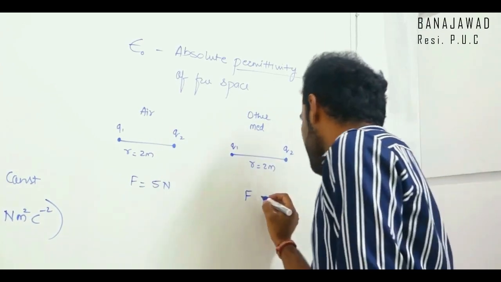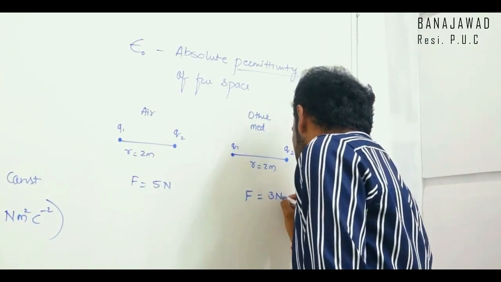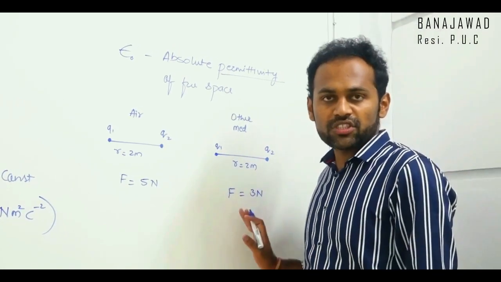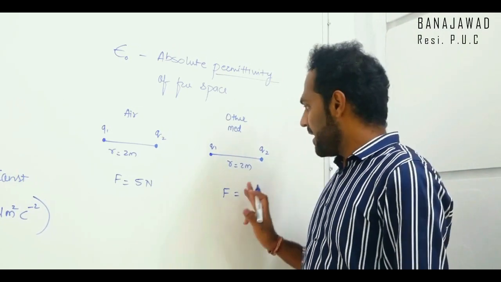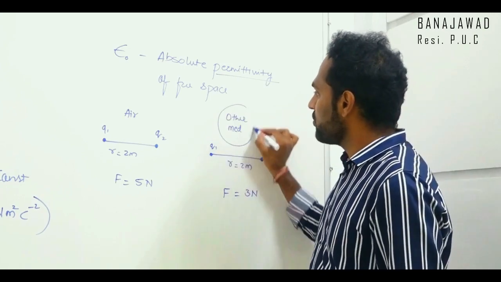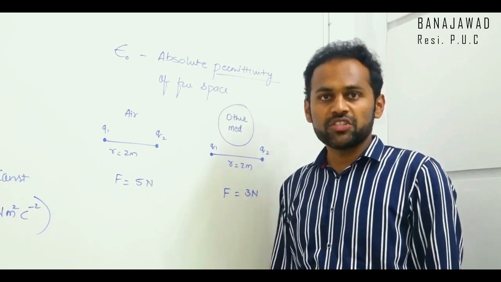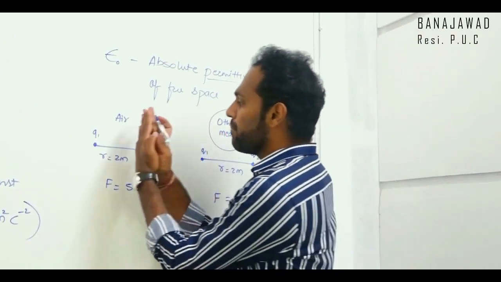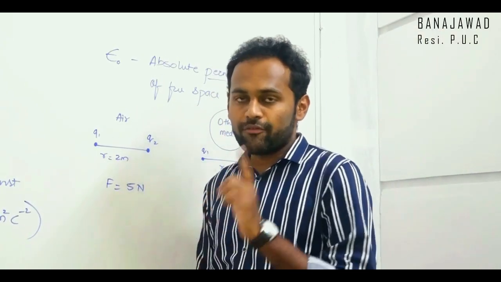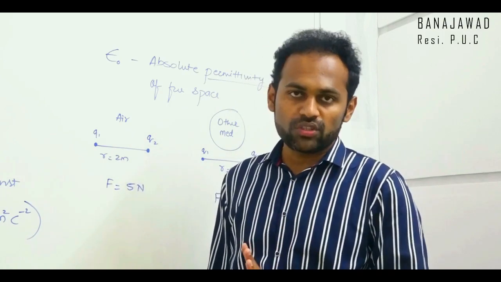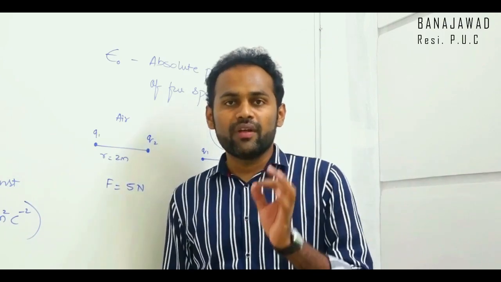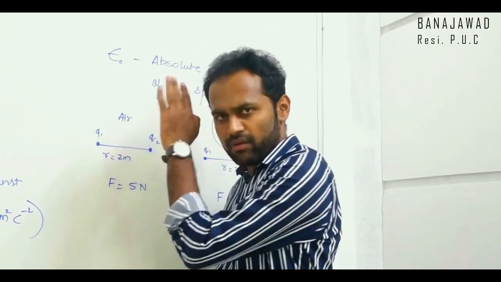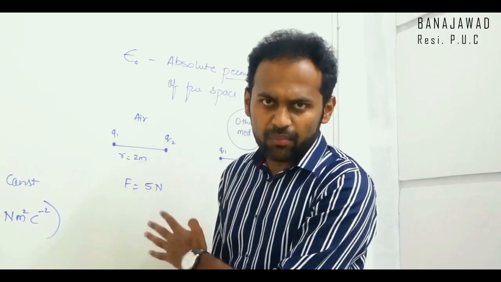So the force may get reduced now. It may become 3 Newton. Why has the force got reduced now? Why has the force got affected? It has got affected only because of the change of medium. It means if we introduce any medium in between the 2 charges, then the force will get reduced. If we introduce glass, it will be less than in air. If we introduce a metal plate, then it will become 0.